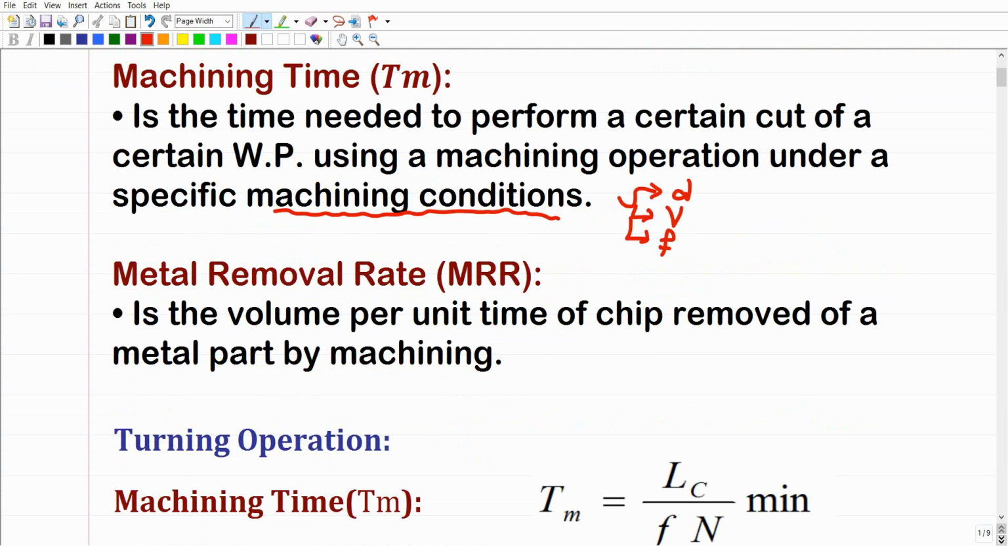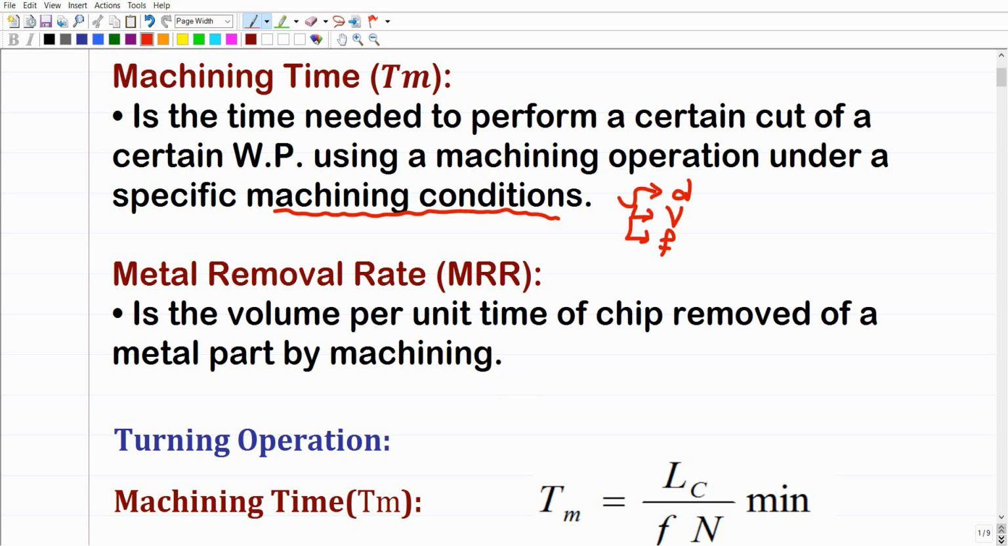In addition to this machining time, there is another important parameter, which is the metal removal rate. The metal removal rate is simply the volume per unit time of chip removed from a metal part by machining, or in other words, how much volume you are going to remove from the metal part per unit time, per 1 second, or per 1 minute, or per 1 hour. How much volume would be removed.